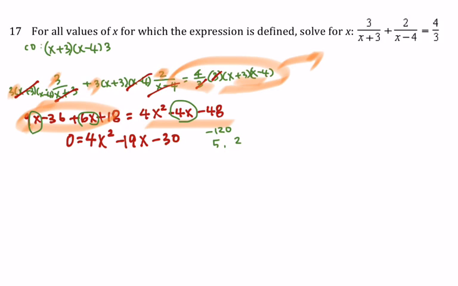Then how are we gonna factor this one? So when you look at 4 and negative 30, we get negative 120, and we can see that 5 and negative 24 multiply to negative 120, but add up to negative 19.